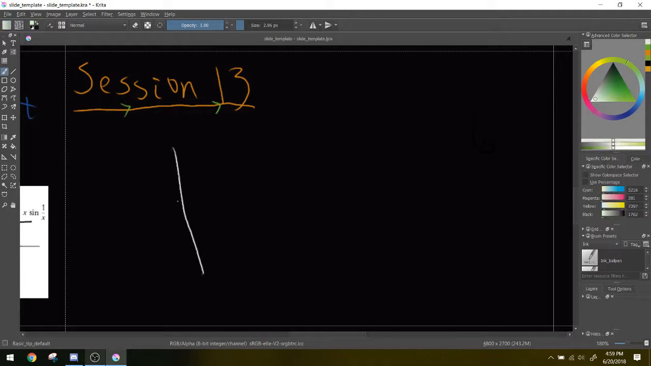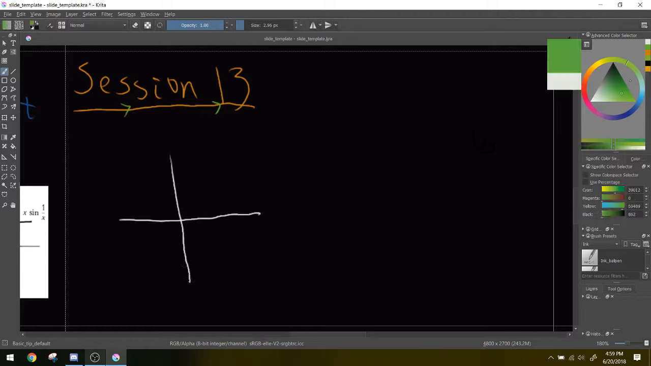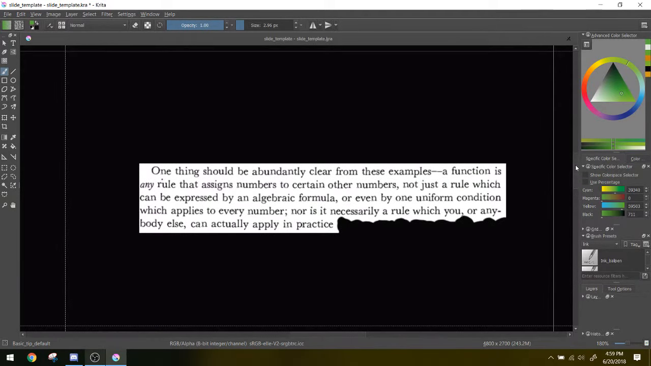So if we remember, just to contextualize what we're doing, we notice that in calculus we're going to consider a broader range of functions than the ones we might be used to. To emphasize this, I've included a quote from Spivak's textbook. Spivak likes to emphasize: one thing should be abundantly clear from these examples. A function is any rule that assigns numbers to certain other numbers, not just a rule which can be expressed by an algebraic formula, or even one with a uniform condition which applies to every number, nor is it necessarily a rule which you or anybody else can actually apply in practice.